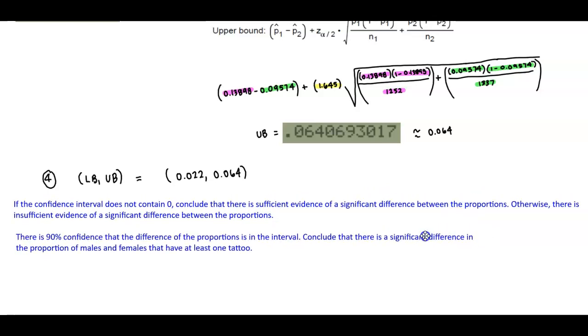So here is our conclusion. We can say that there is 90% confidence that the difference of the proportions is in the interval. We conclude that there is a significant difference in the proportion of males and females that have at least one tattoo.